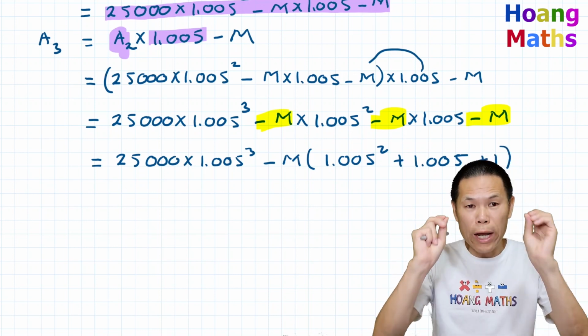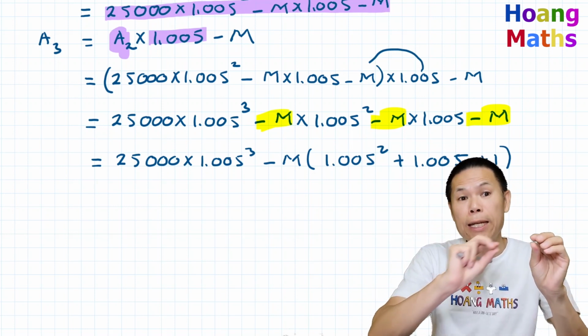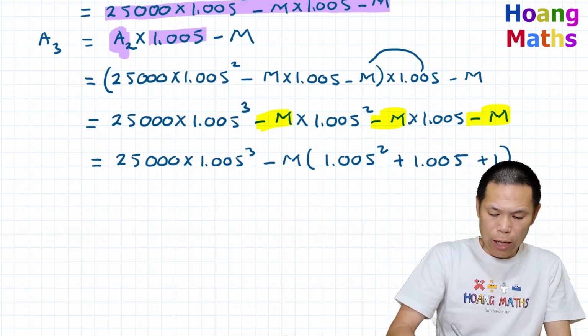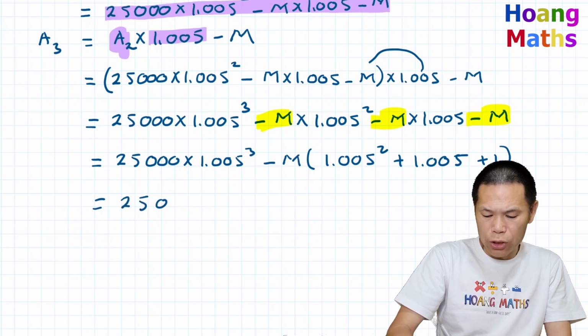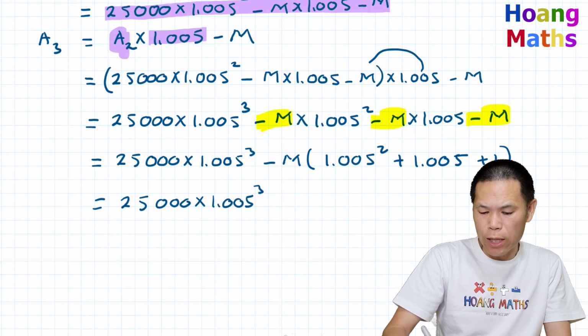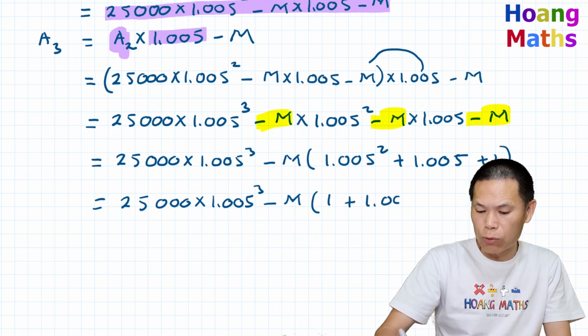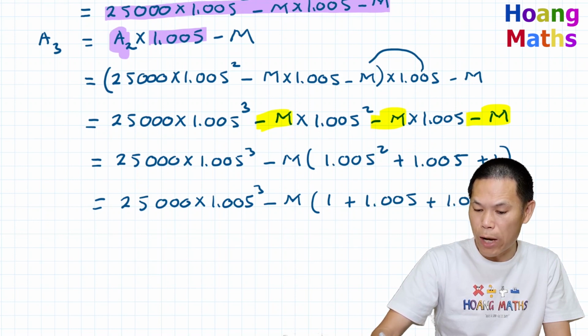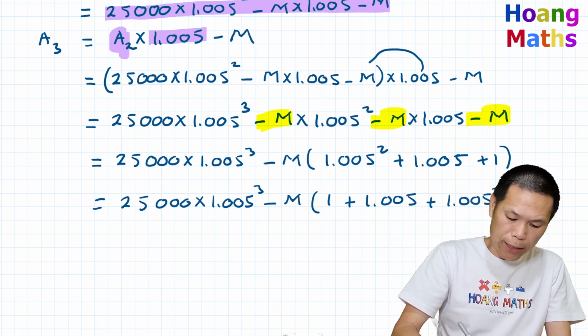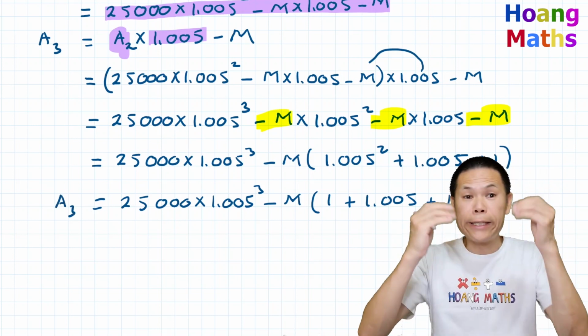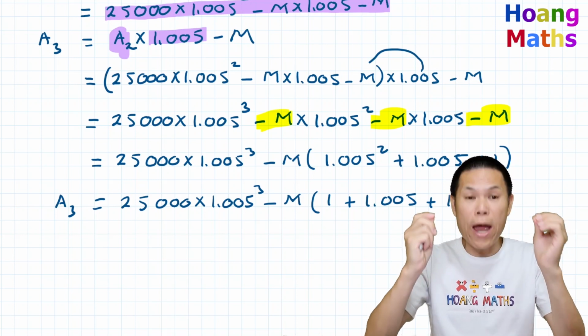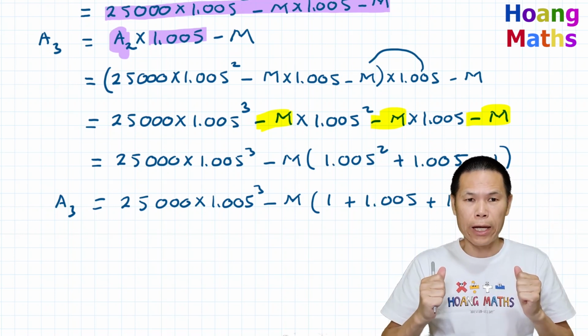So there you go. So what I do, let me just rewrite this series in ascending order. So that means 25,000 times 1.005 power 3 minus M. So I write ascending order. So that becomes 1, we add 1.005, we add 1.005 squared. So there you go. And don't forget, this is A3. And this is how much Sina owes at the end of the third month. Okay, keep that in mind.